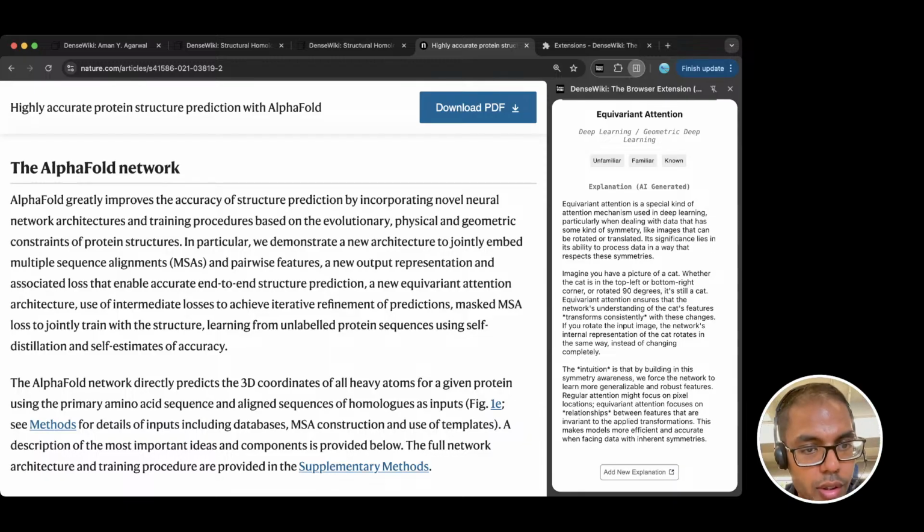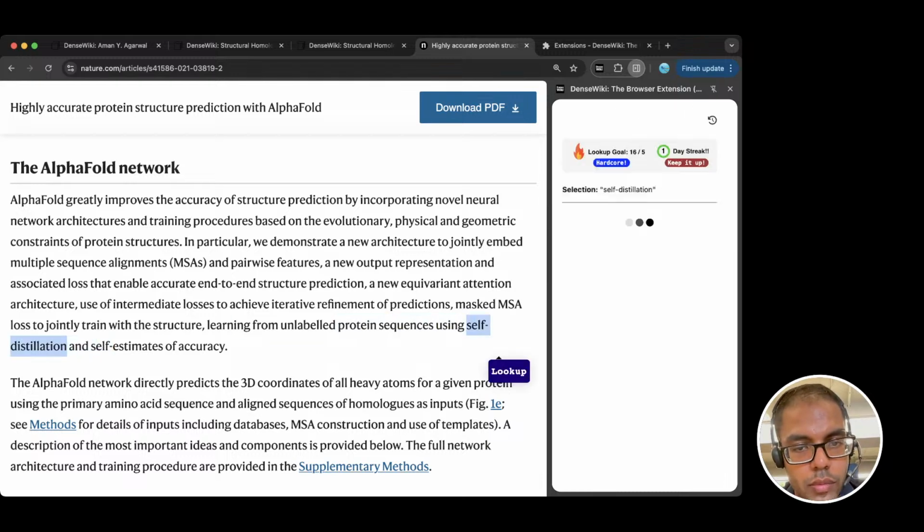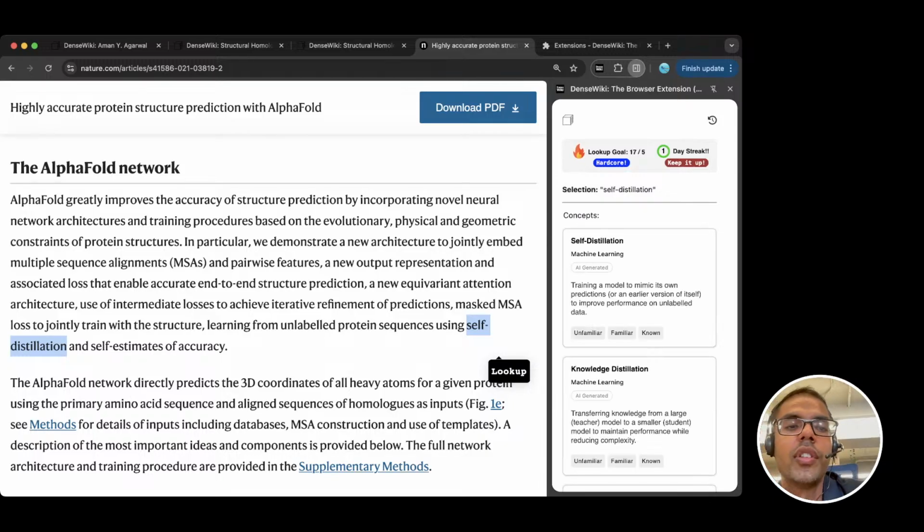They use intermediate losses to achieve iterative refinement. Okay, intermediate losses. So they train the model bit by bit instead of the whole model directly, and masked MSA loss to jointly train with the structure. And learning from unlabeled protein sequences using self-distillation and self-estimates of accuracy. Okay, all of these are tricks that they use to build AlphaFold, which we will learn about later.